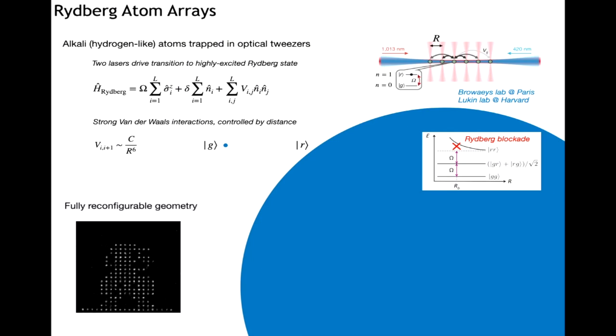So here, to show you the high degree of control over the geometry, this is a movie that was created by Mikhail Lukin's lab at Harvard. These are nothing but Rydberg atoms trapped in microtraps, in optical tweezers, and reconfigured in arbitrary shapes to create arbitrary geometries and arbitrary animation, as you see in these old video games. Okay, so this is another platform.